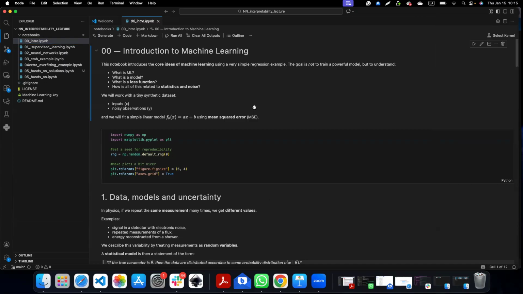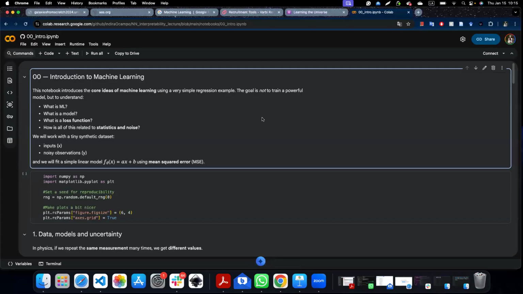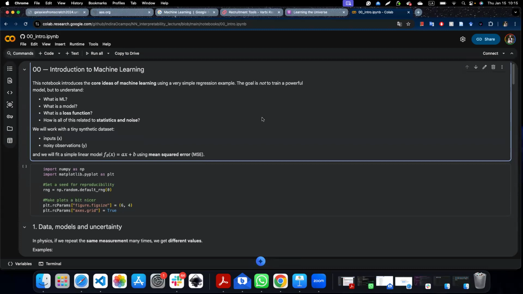So you should be able to see the first notebook. Is everybody with me? Can somebody raise their hand if they didn't manage to? No, everybody is there? Okay, cool. So you should be seeing this, right? 0, introduction to machine learning. Good.